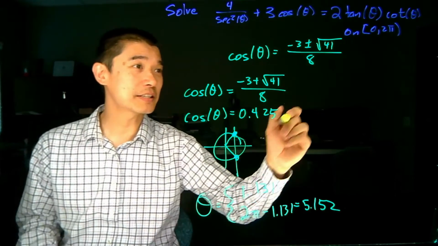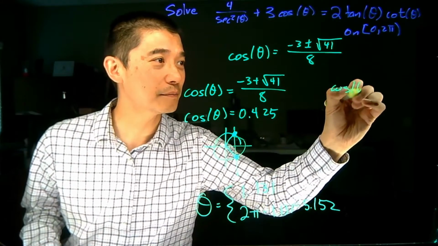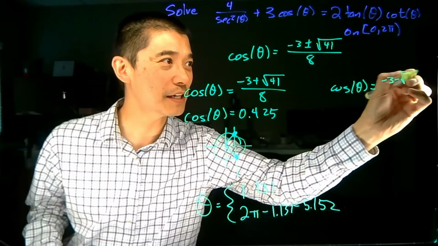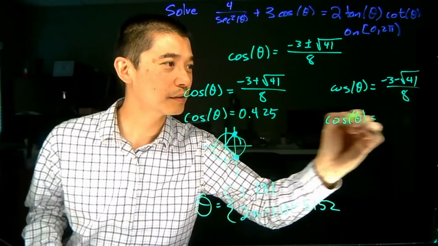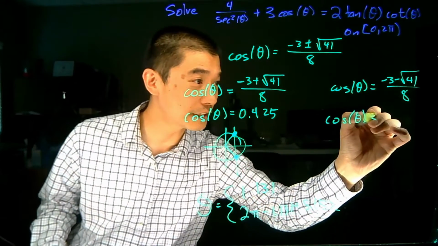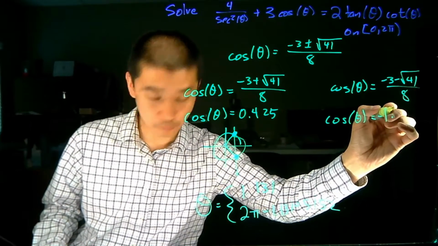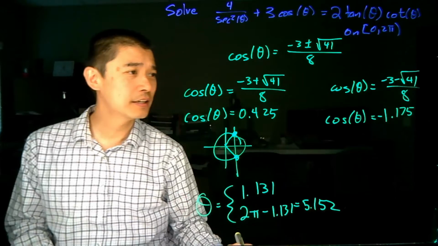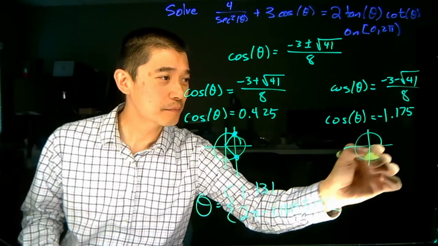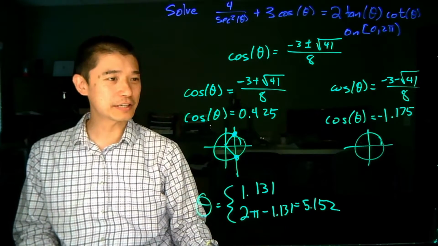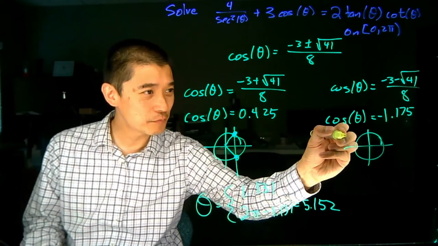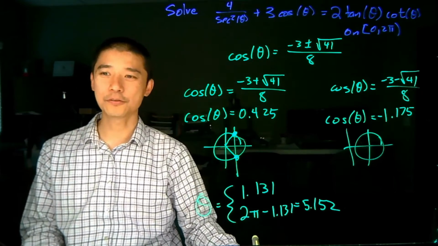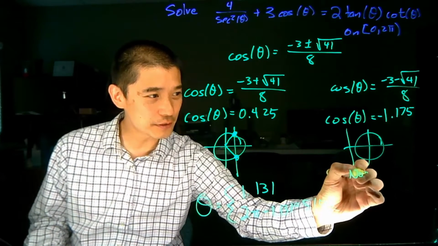What about the minus case? Cosine of theta is equal to negative 3 minus the square root of 41 over 8. When you plug that into a calculator, you get negative 1.175, and we draw the unit circle picture. The cosine value is, again, the x-coordinate, but the x-coordinate is negative 1.175, which is going to be just outside of the circle. And so this part has no solutions.